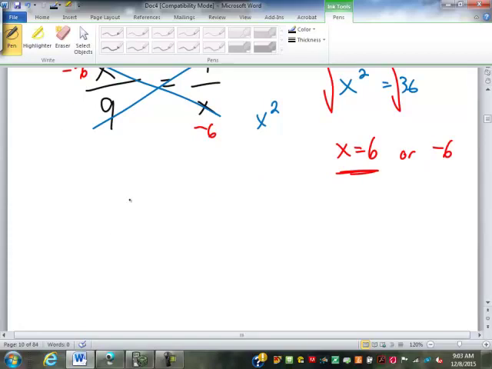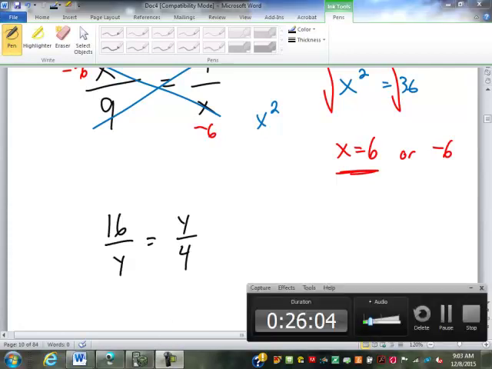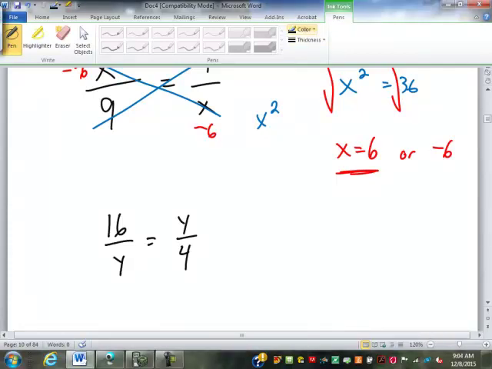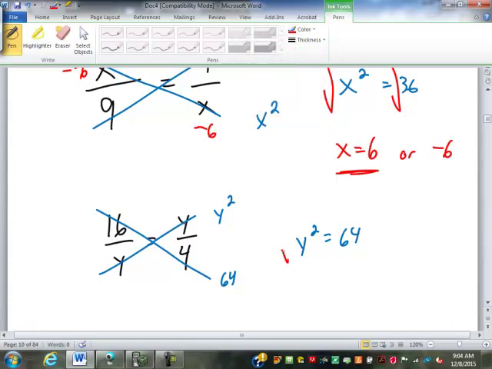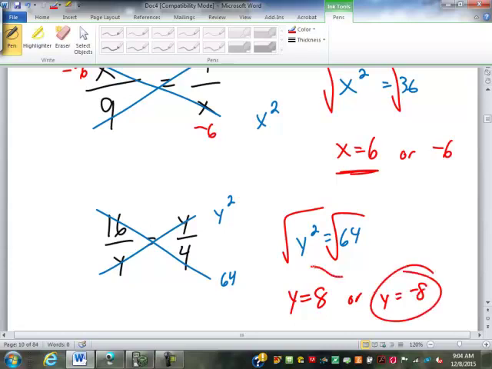Let's see here. See if you guys can find that one. So we'll cross multiply. 16 times 4 is 64. Y times y, y squared. So y squared equals 64. Then what? Square root. So y equals 8 or negative 8.